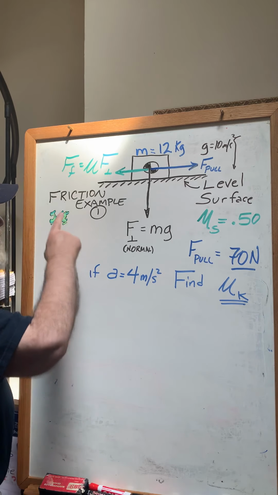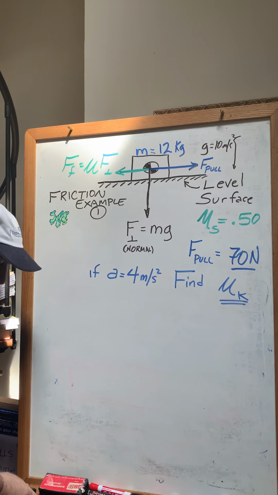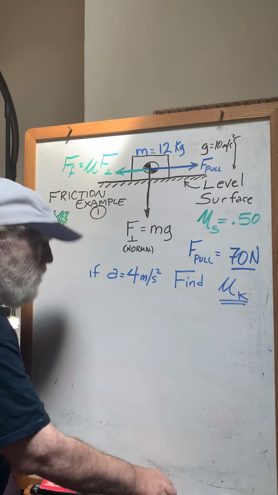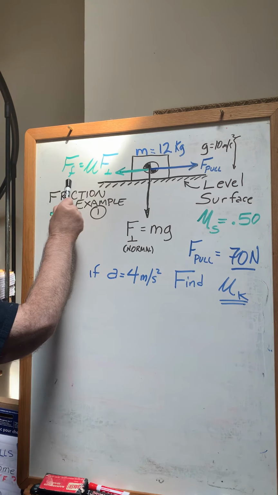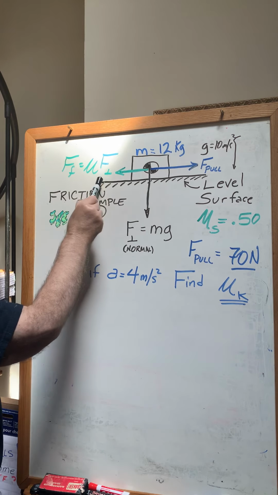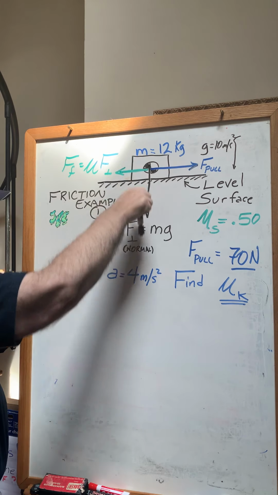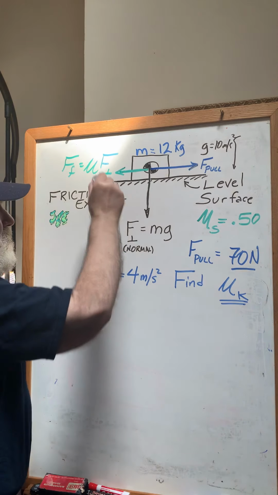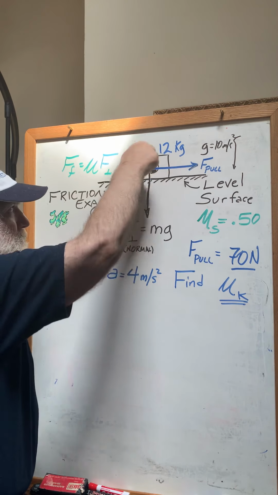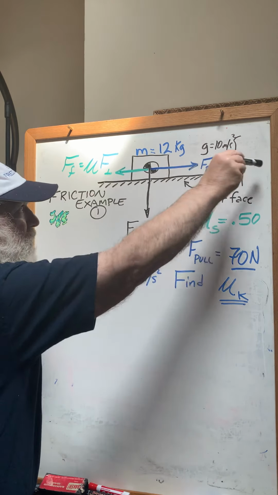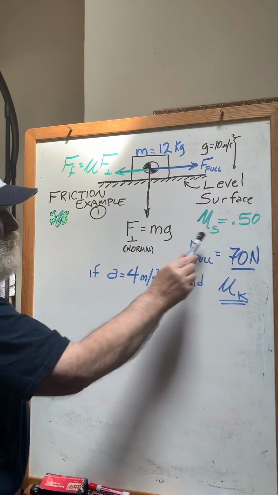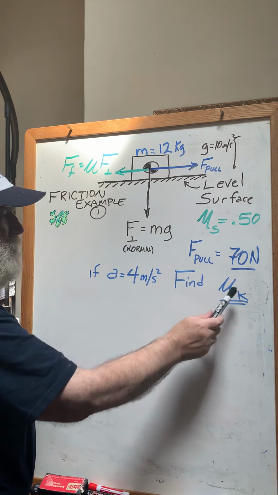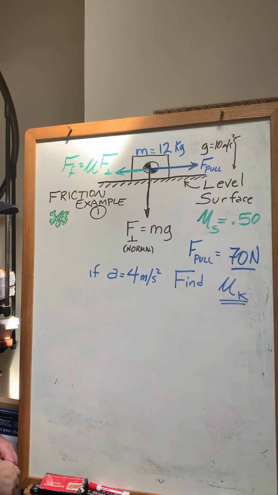Here is friction example number 1. To save a little bit of time, I've already drawn in for you the equation for the force of friction: mu times the normal or perpendicular force. And remember, perpendicular means normal, or at right angles to the direction of motion, which is along the level surface. There are two mu's, a static version, and I have not told you the kinetic value.